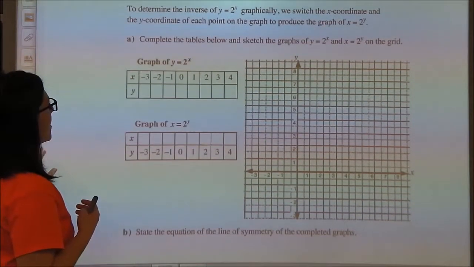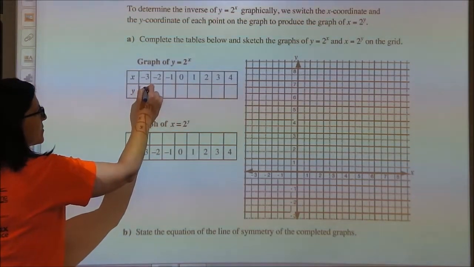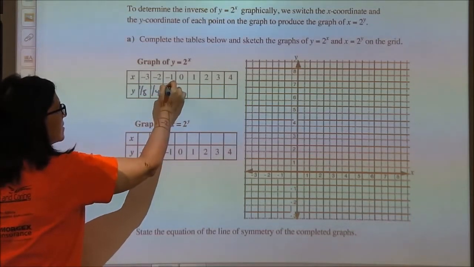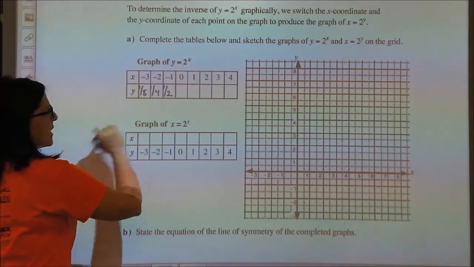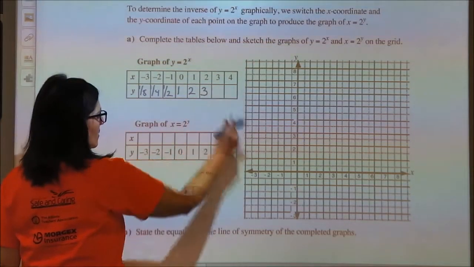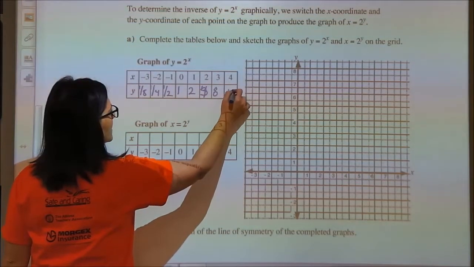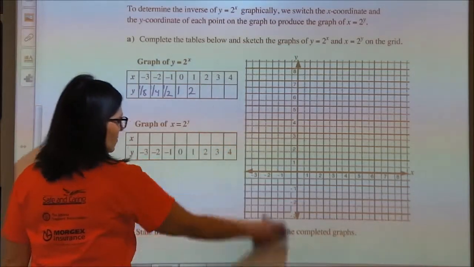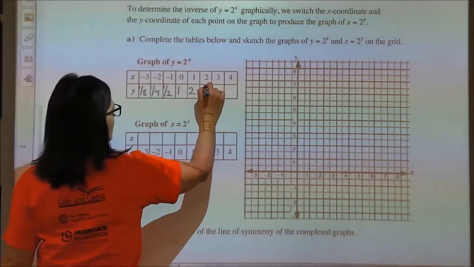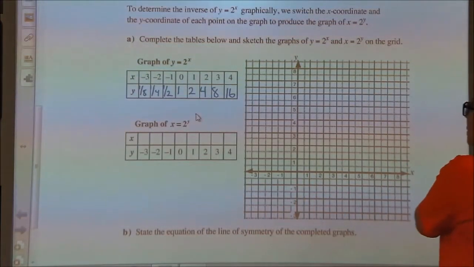And solve the components of this graph. So 2 to the power of negative 3 gives me 1 over 8. 2 to the negative 2 gives me 1 quarter. 2 to the negative 1 gives me 1/2. Then I get 1, 2, 4, 8, and 16.